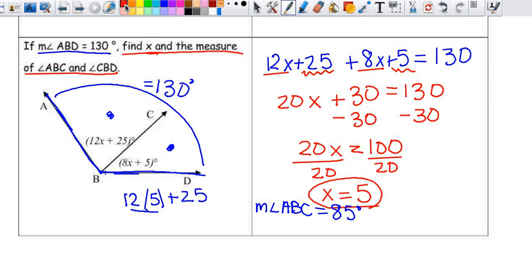Then angle CBD, we had 8 times x plus 5. So 8 times 5 is 40, plus 5 is 45 degrees. You can double check because 85 and 45 should add up to our total of 130 in the end. That's it for 1-4.